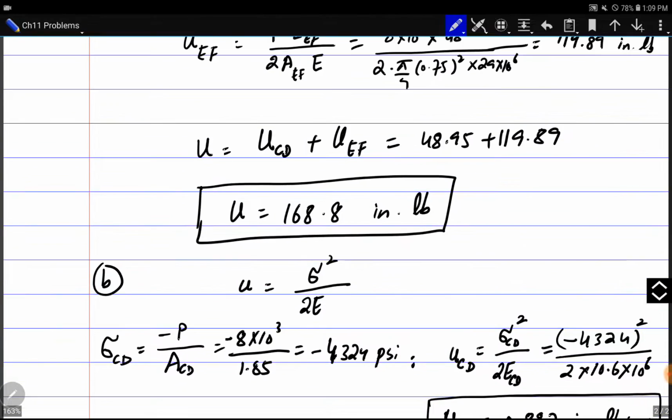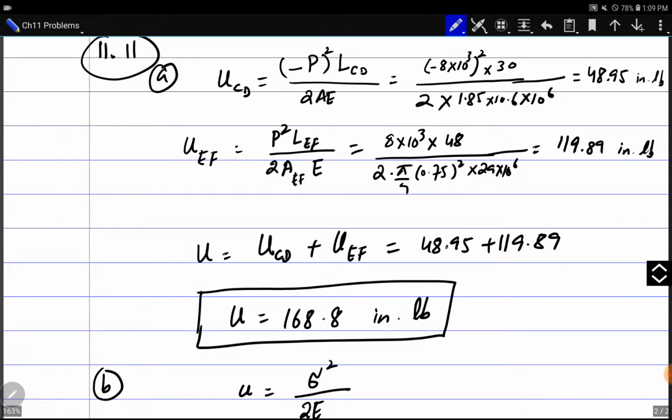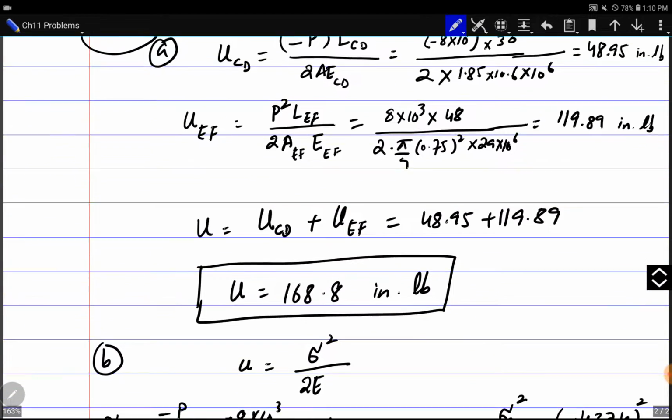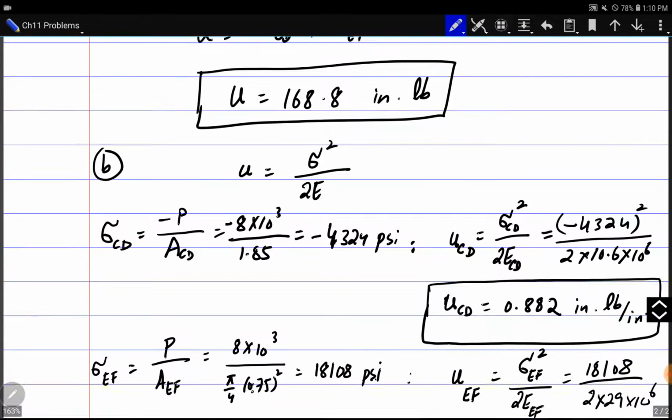What we have done is, in the first part we were asked to find total strain energy. So total strain energy is the sum of the strain energies for all of the individual parts. Individual parts were pipe CD and rod EF. So we have found capital U CD and capital U EF. Formula is given, P square L divided by 2AE. E is different for both of them. For EF it is different, and for CD it is different. Similarly, we have added both of them to find total U.